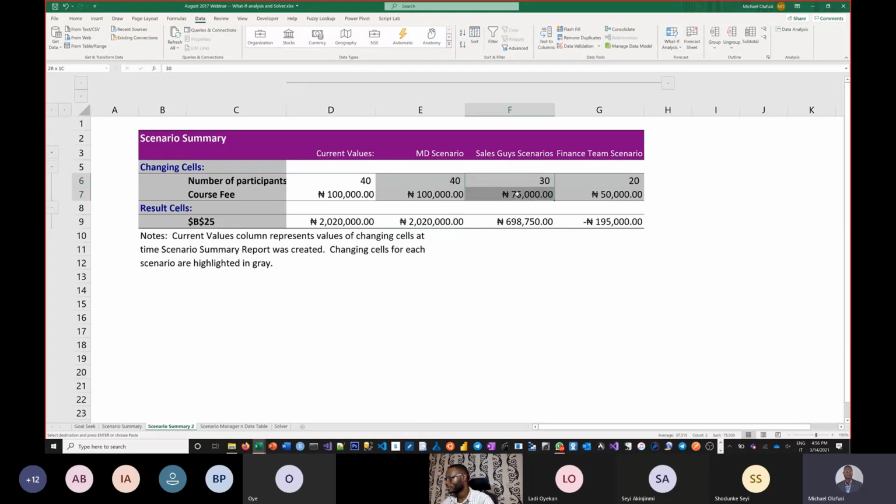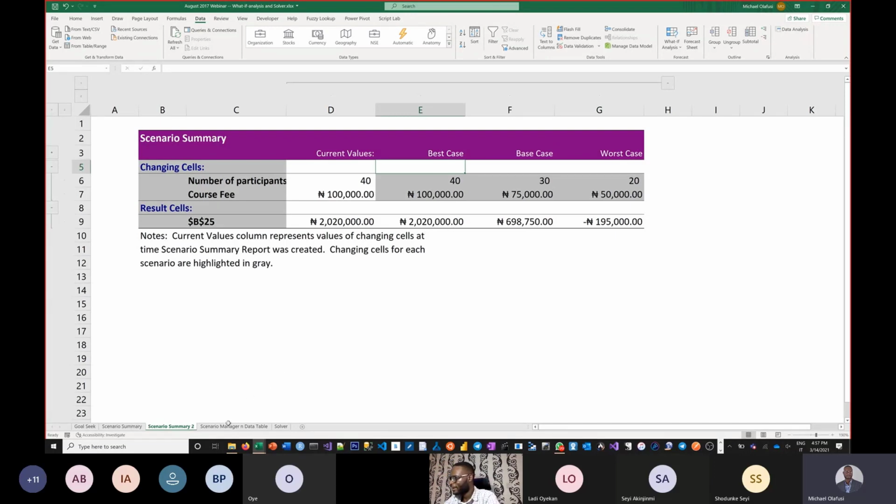Sales guys, with the kind of target you people want to commit to, that you can get us 30 people at 75, this is what will happen. Though MD is insisting this is what you should do. Finance guys, you are saying this is what you think might happen. This is what the outcome will be. So essentially, you can even turn this into a best case scenario, base case, worst case. So that is what scenario manager does for us.